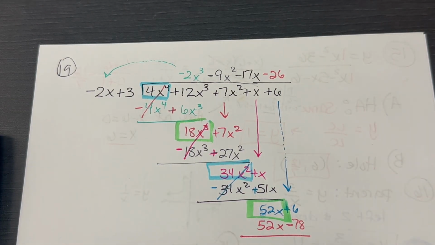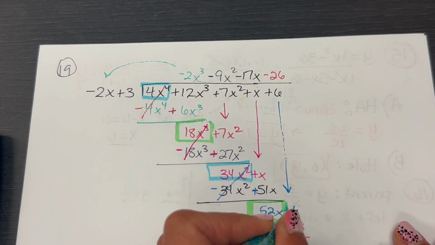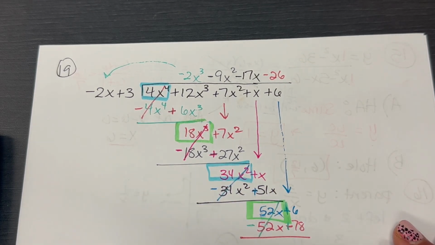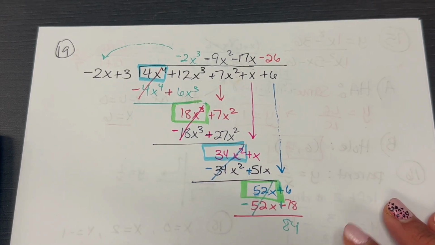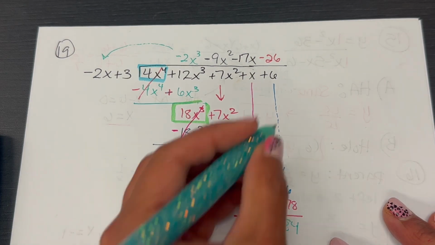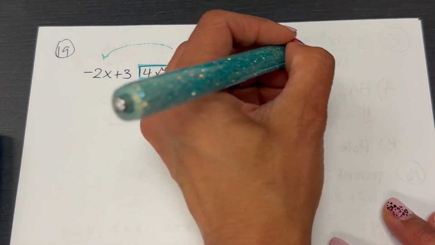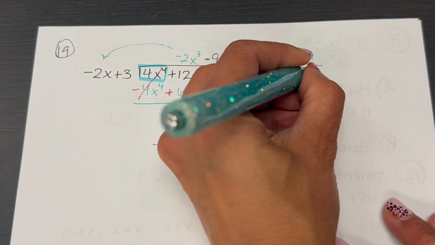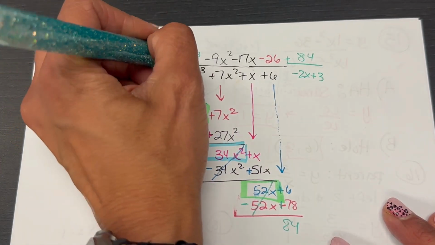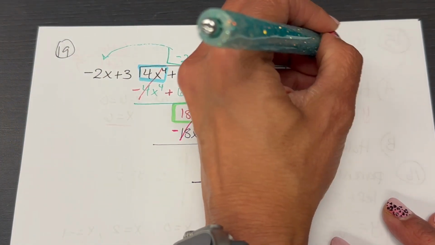Then we have to do the sign change. So this is negative, this becomes positive, those cancel. 6 plus 78 is what, 84? So there's my remainder. My remainder is positive, so I'm going to add it on at the end: 84 over the divisor, negative 2x plus 3. So this is the answer that you had to type into the box.